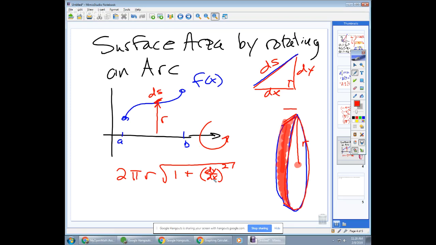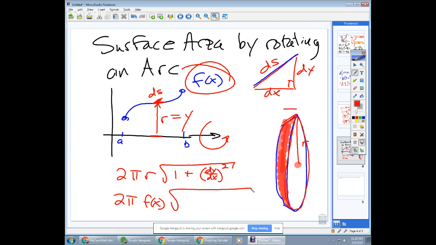What is r in this picture? The function. It's the function, yeah. So it turns out we get 2 pi times the function value, right? The distance from here to here is f of x. It's the y value. Times the square root of 1 plus the derivative squared.